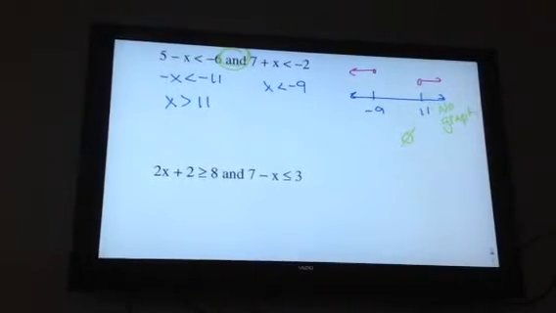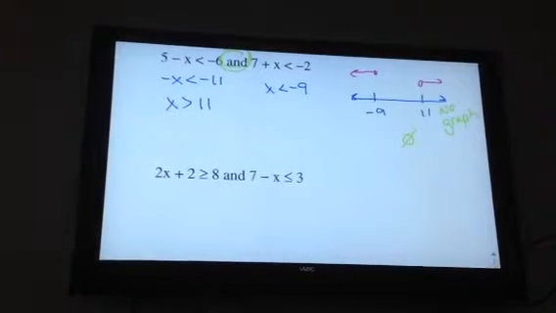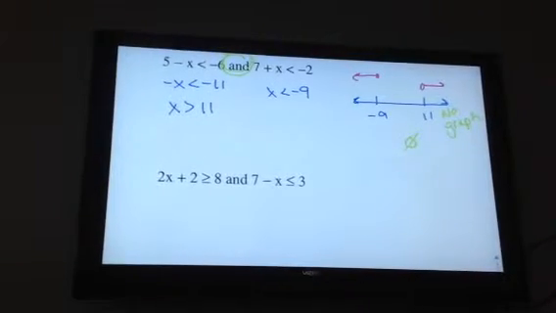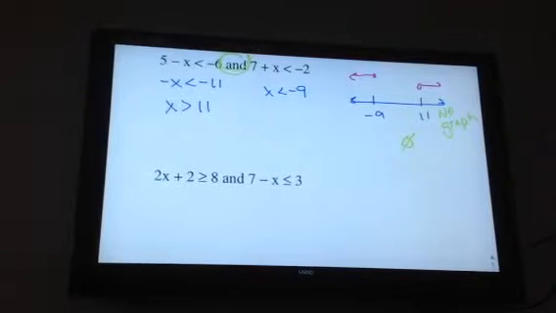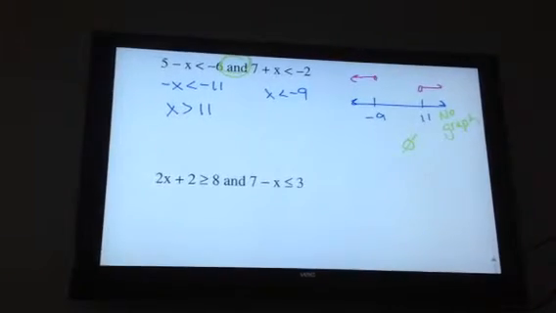Okay, so when I grade this, I'm going to look at the number line. What's on the number line? And that's what I'm grading. So here there's nothing on the number line. So it's correct.